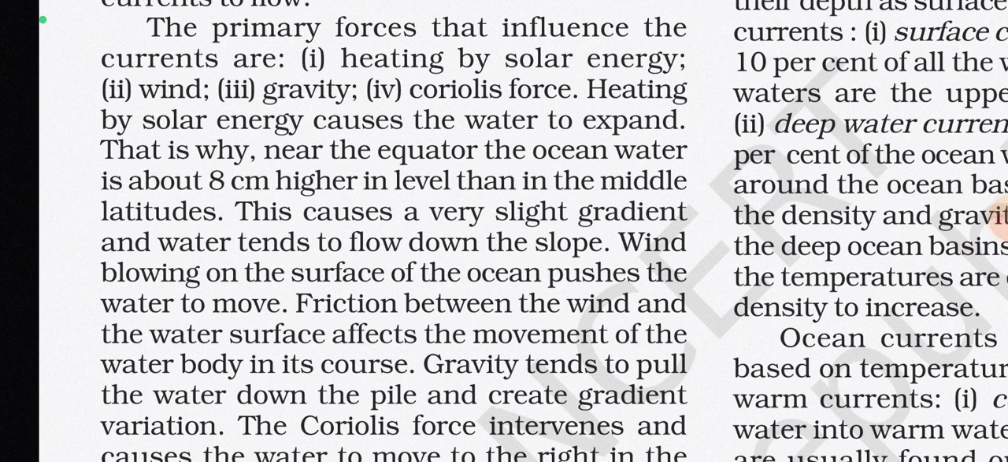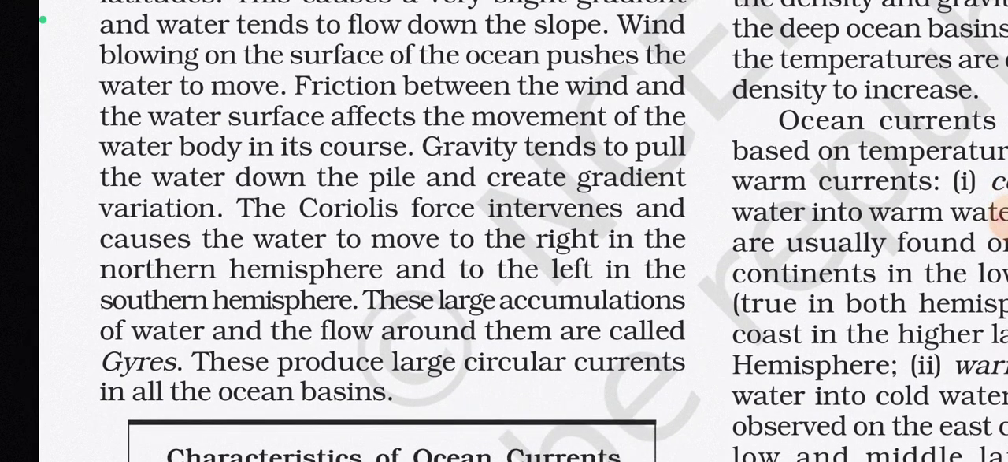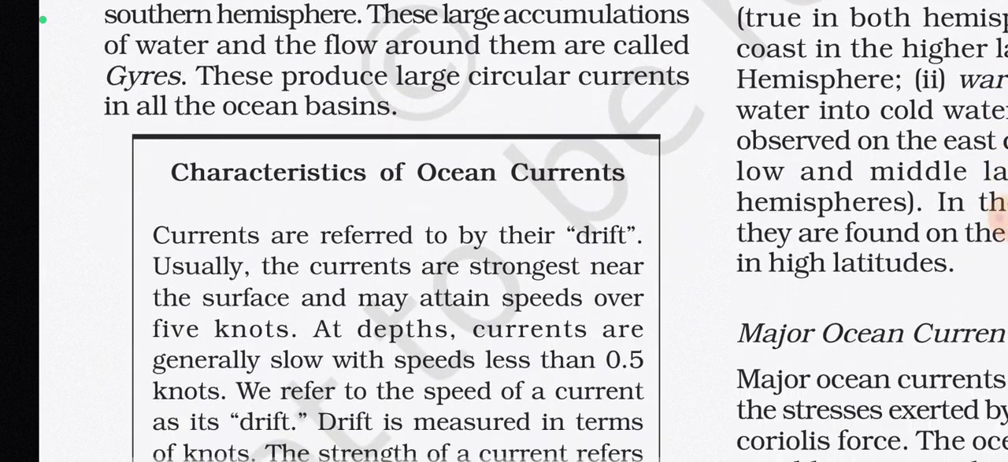Wind blowing on the surface of the ocean pushes the water to move. Friction between the wind and the water surface affects the movement of the water body in its course. Gravity tends to pull the water down the pile and create gradient variation. The Coriolis force intervenes and causes the water to move to the right in the northern hemisphere and to the left in the southern hemisphere. These large accumulations of water and the flow around them are called gyres. These produce large circular currents in all the ocean basins.